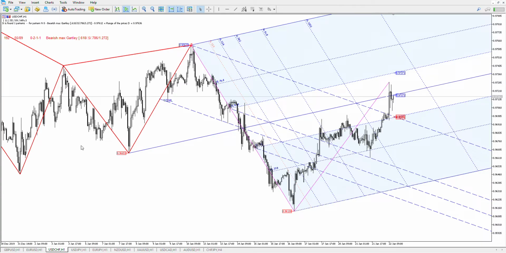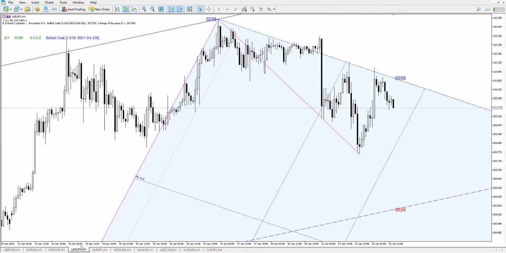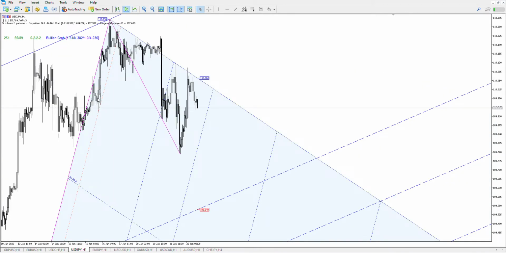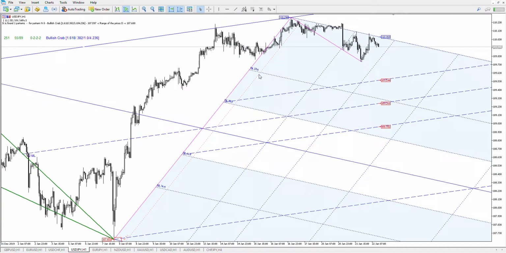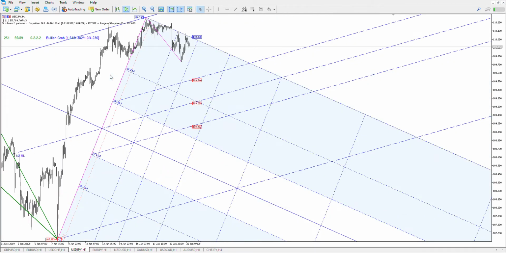So that's that. Dollar yen. Zoom out. Wait for it to format. Move it along. So zoom out again.